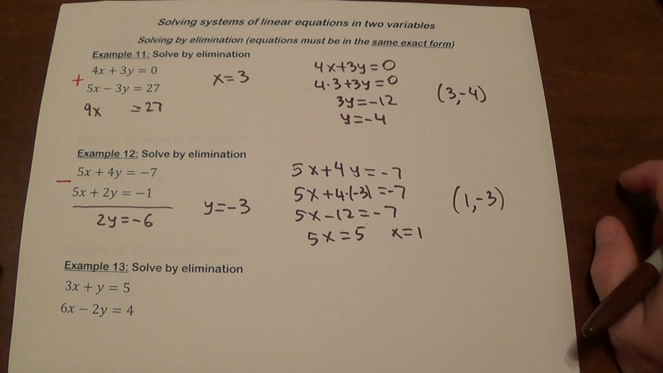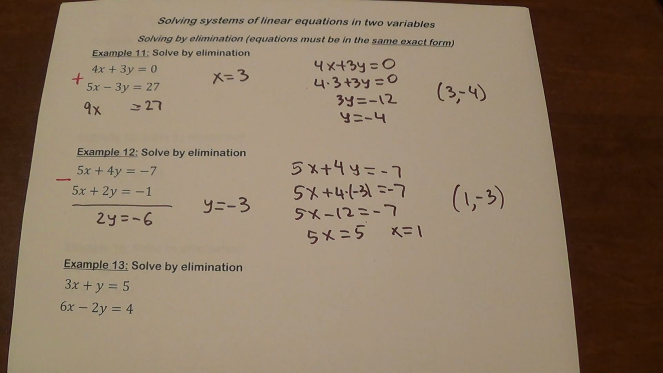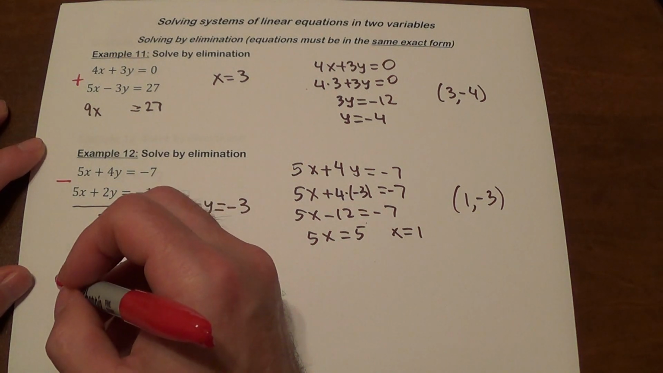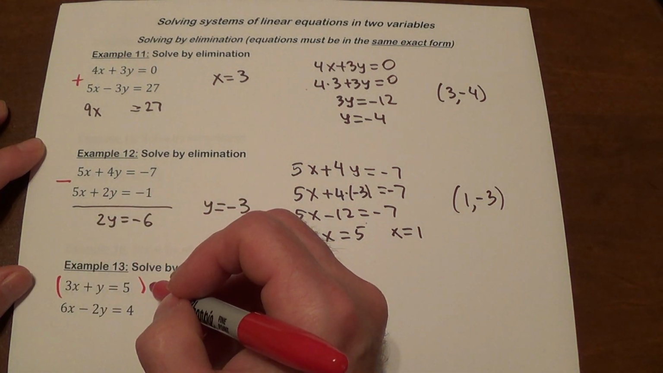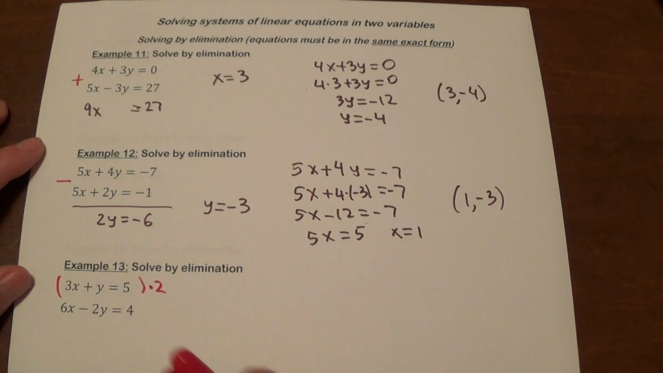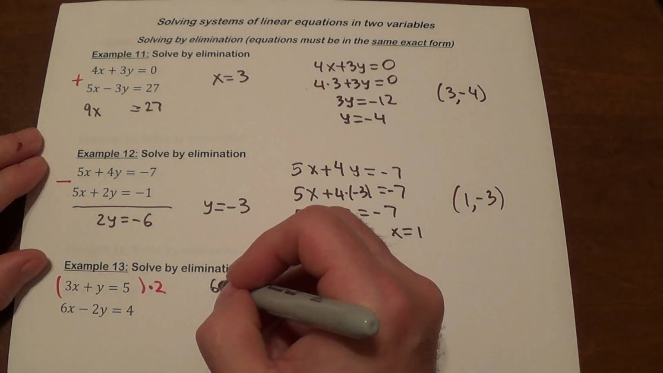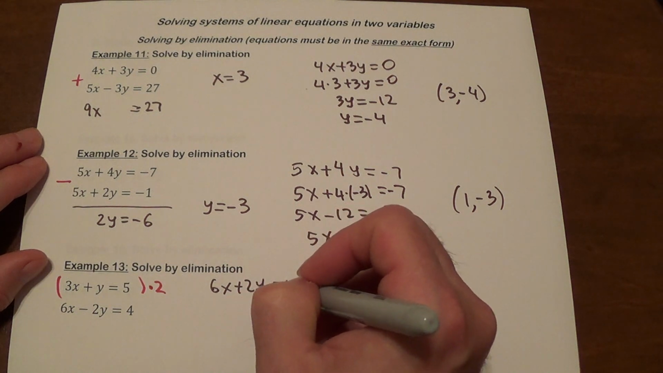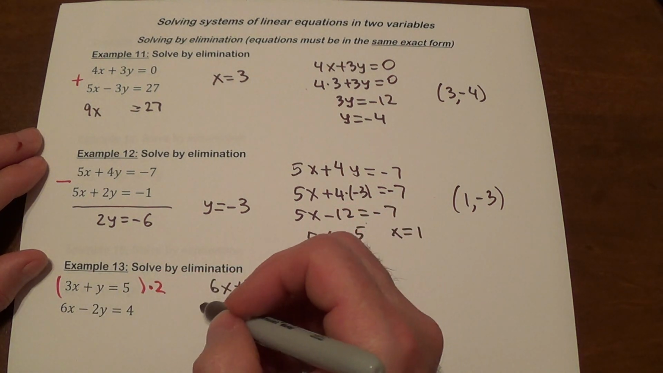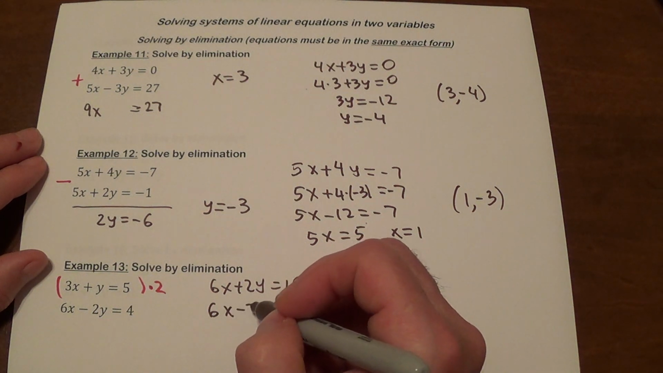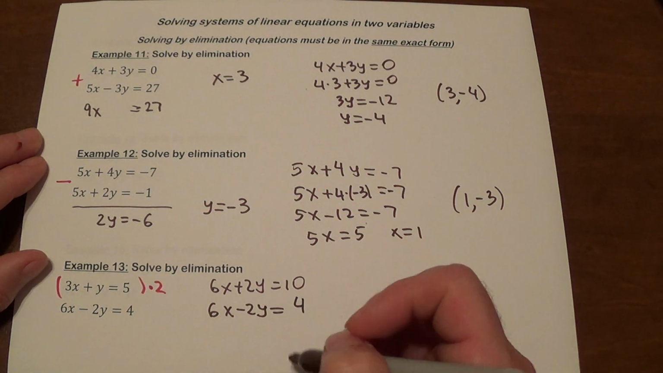One more problem. So the challenge we have in number 13 is that none of the coefficients match. So what we often do with problems like this, we're going to have to see, well, if I want to eliminate one of the variables, can I multiply one of the equations possibly by some number and make the coefficients equal? So for example, if I take the first equation and multiply this by 2, what is it going to give me? I'm going to get 6x plus 2y equals 10. I multiply every term by 2. And the second equation I simply copy, 6x minus 2y equals 4.